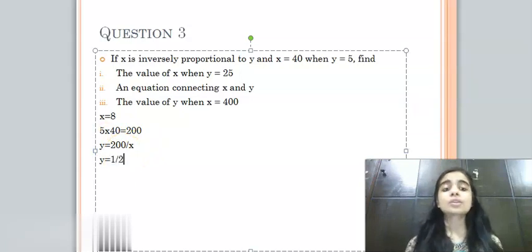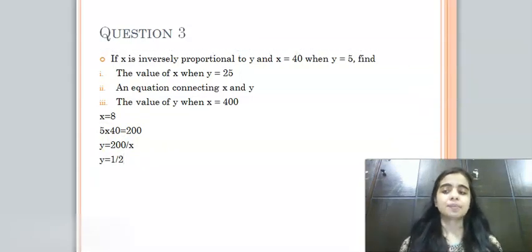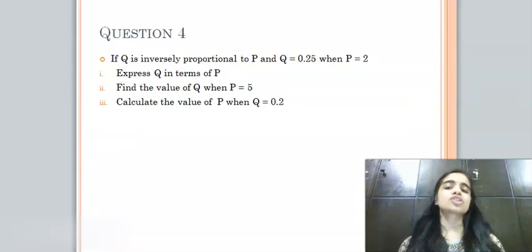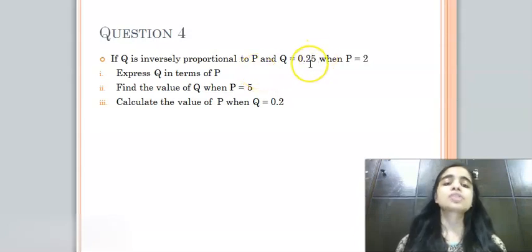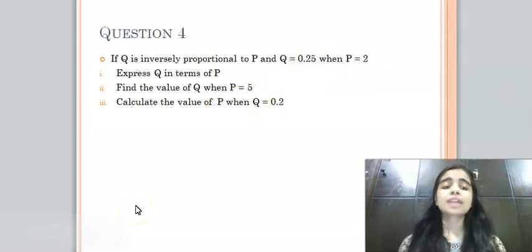So I'm also done with question number 3. Very quickly and very easy. Alright, now let's look at question number 4. If q is inversely proportional to p and q is equal to 0.25 when p is equal to 2, express q in terms of p. So how will we express it?